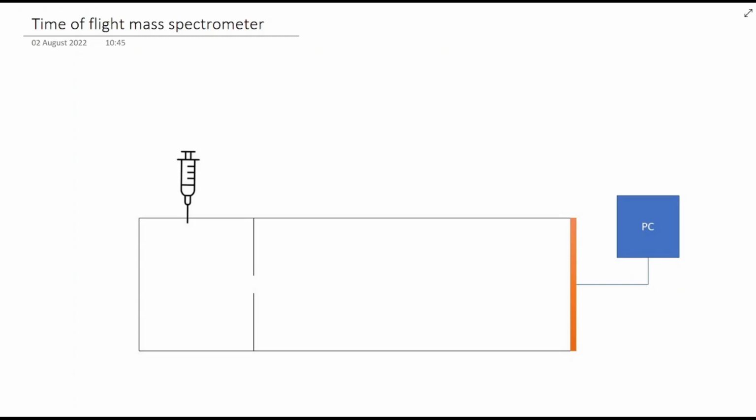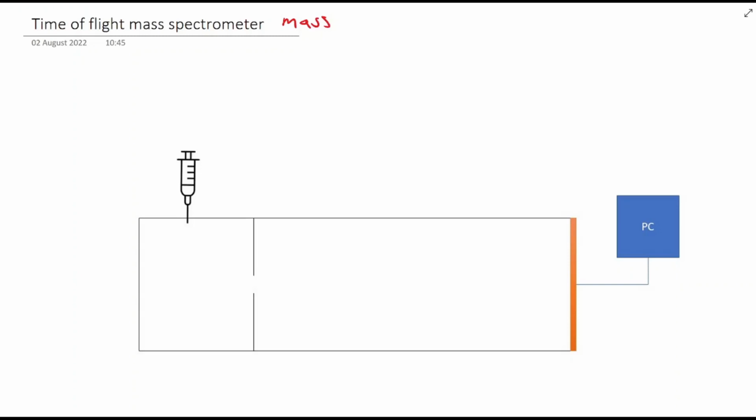Hi, welcome to this video on the mass spectrometer. The aim of the mass spectrometer is to measure the mass of different substances. In this case we may want to measure the mass of elements, molecules, things like this. So we're going to determine their relative molecular mass.